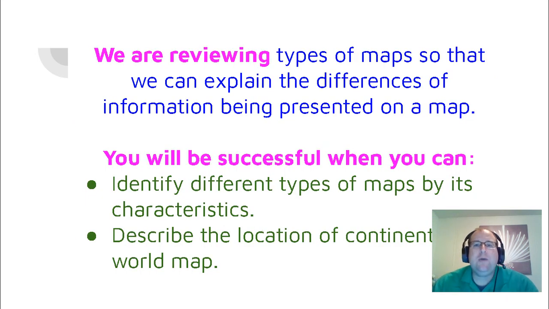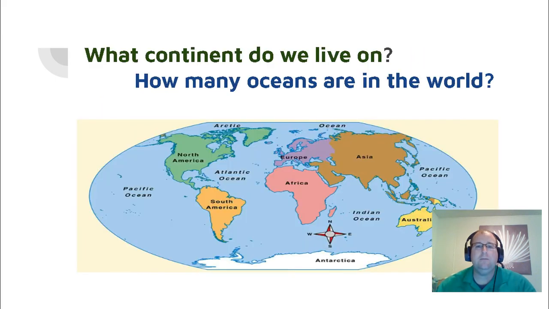So I hope you had fun today reviewing. So let's review our intention. We are reviewing types of maps so that we can explain the differences of information being presented on a map. I think you were able to do that. Were you able to identify the physical features on the Kansas map? Were you able to identify the boundary lines on the political map of Kansas? Yes. Your assignment will determine if you can describe the location of continents on a world map.